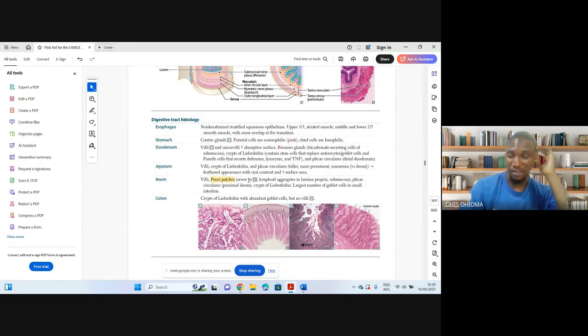So you might be asked in the exam question about where you have the largest amount of goblet cells. I think the first aid Q&A has this question. The first aid Q&A, the most recent one, has this question, so you can check it out over there.